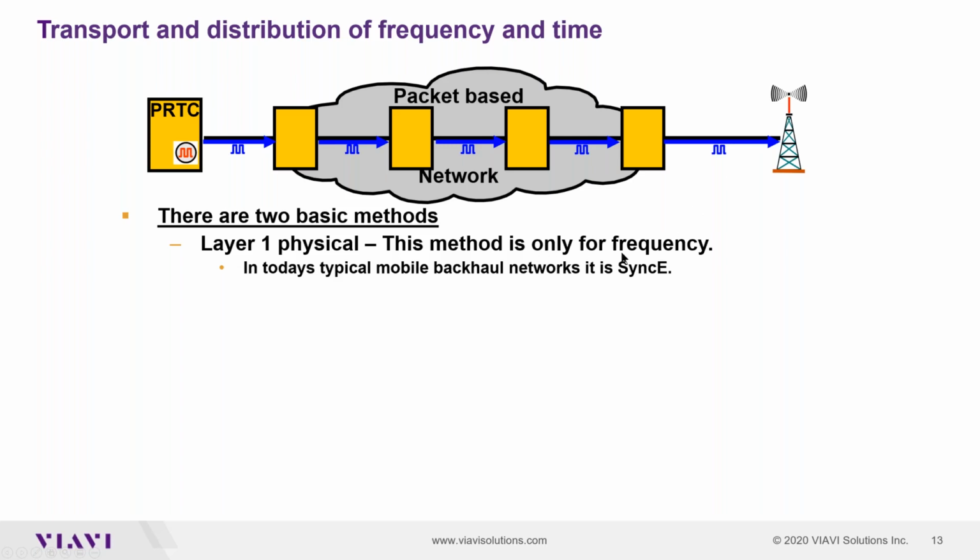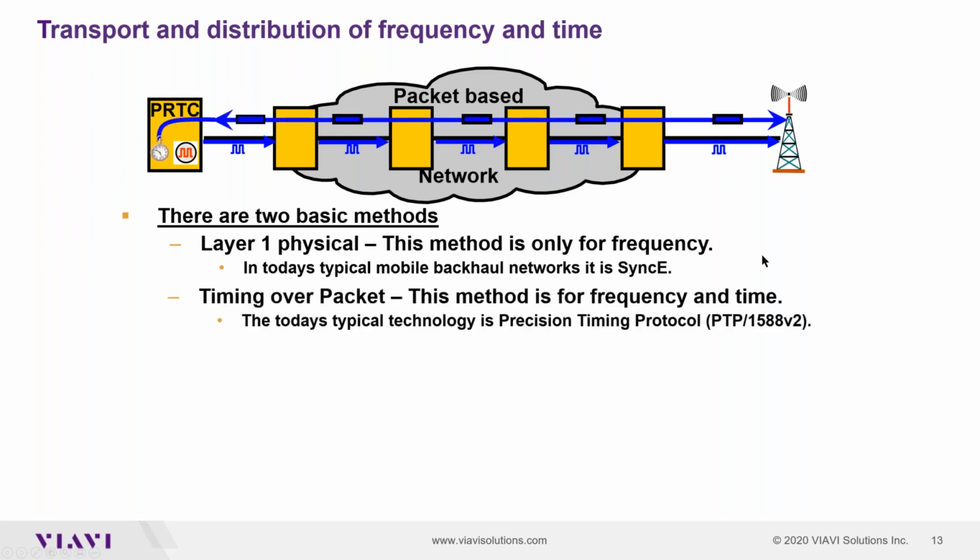But it's only frequency, and you know, we now also need absolute time here at the cell site. To get the absolute time here, we now take timing over packet mode. This is the Precision Time Protocol, PTP 1588. Timing over packet means we have a reference time, and the master takes this time and puts it into these frames, this Ethernet or PTP payload.